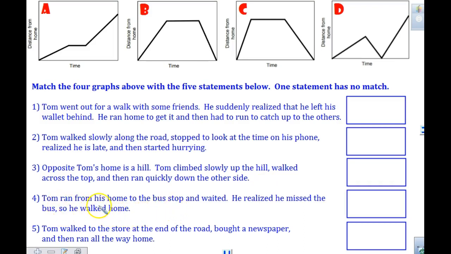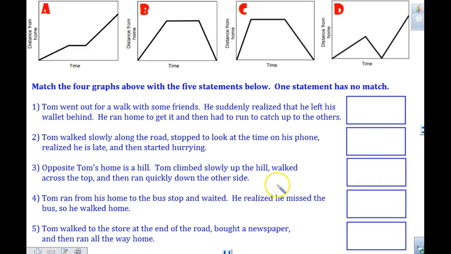Tom ran from his home to the bus stop and realized he missed the bus to the home. Okay, and as we look at that last one, as we are reading that, what would we have for that last one as you read it? Do you want to go ahead and read it, Ren? Tom walked to the store and he grabbed vitamin paper and ran away from home.